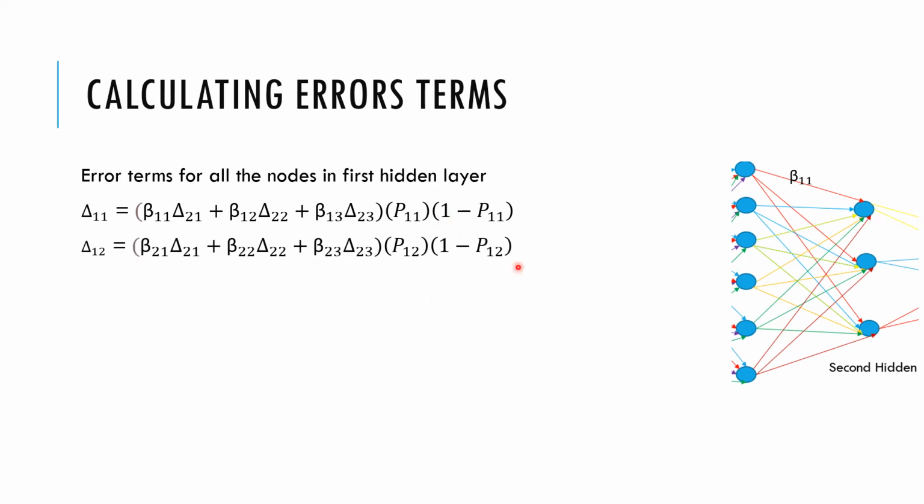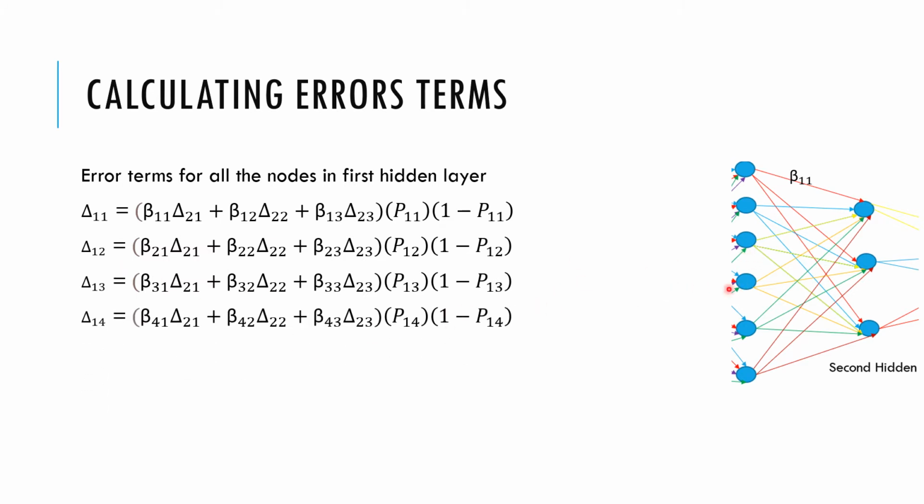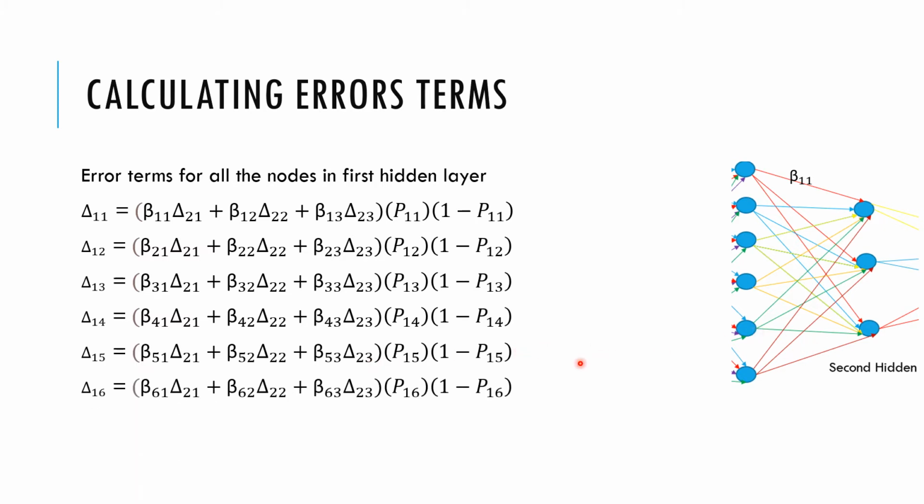We do the same for this node, right? We do the same thing for each of the remaining nodes. So we are calculating error terms for each node one by one.